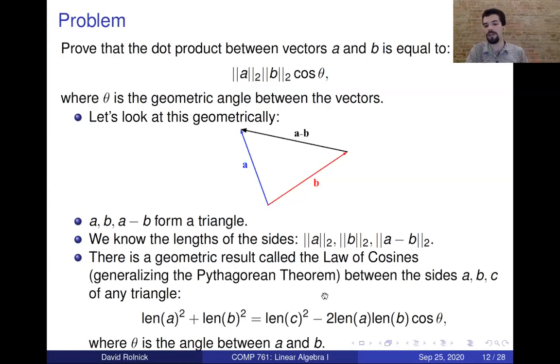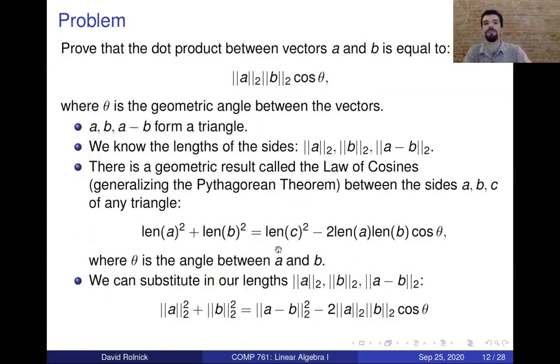Notice in the Pythagorean theorem that the angle is 90 degrees. And so the cosine of the angle is equal to 0. So that means that a squared plus b squared equals c squared. Now, we can substitute in our lengths, the L2 norms of a, b, and a minus b, and we get this. That's just the same thing rewritten for our particular case.